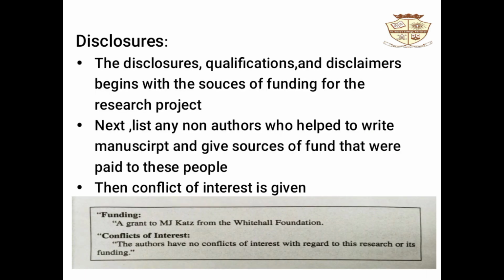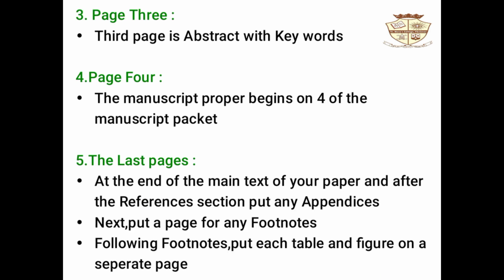Disclosures. The disclosures, qualifications, and disclaimers begin with the source of funding for the research project. Next, list any non authors who helped to write the manuscript and give sources of funds that were paid to these people. Then, conflict of interest is given. The third page is the abstract with the keywords, and the manuscript properly begins on the fourth page of the manuscript packet.